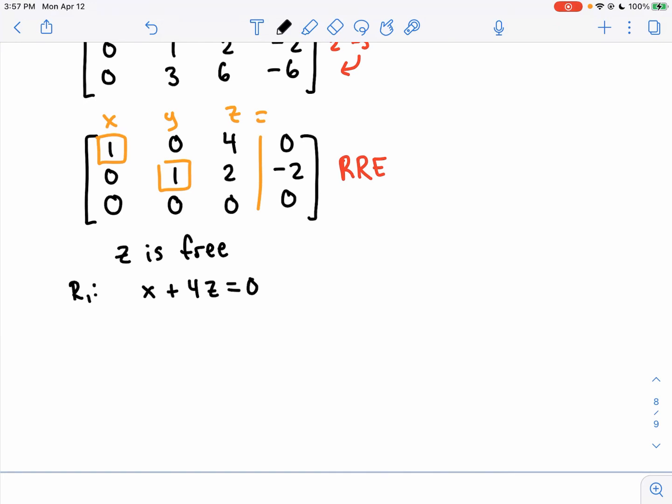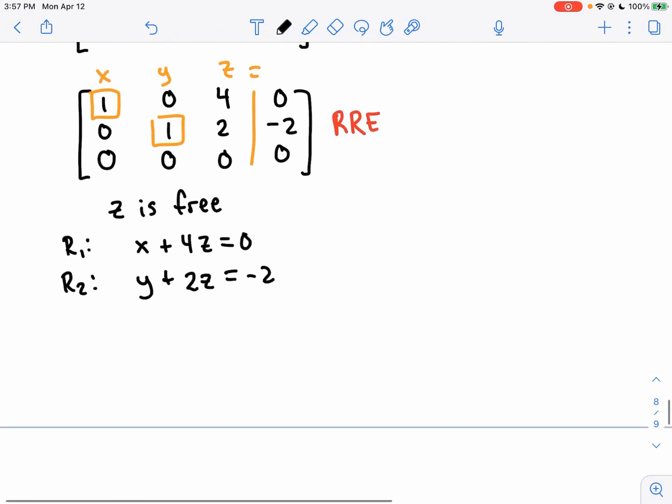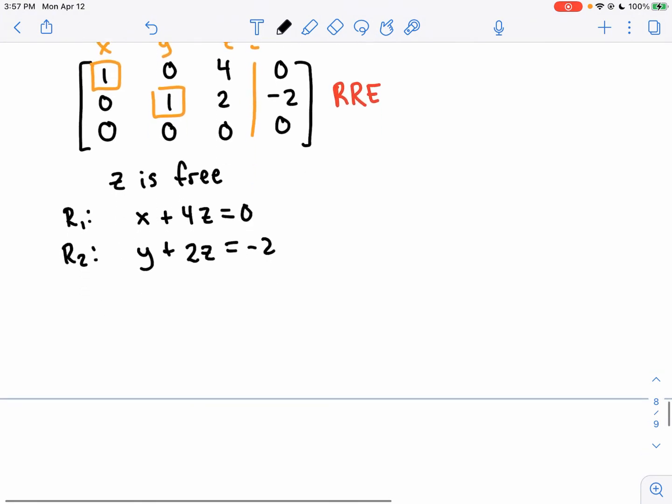Row 2 would read y plus 2z is equal to -2. Now if you solve each of these for x and y, you're going to create a solution to this system of equations.